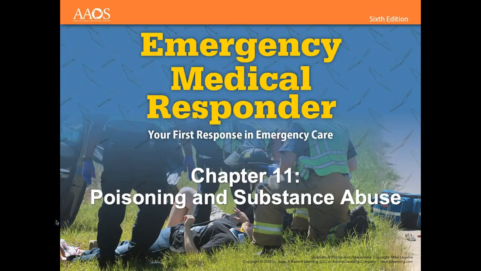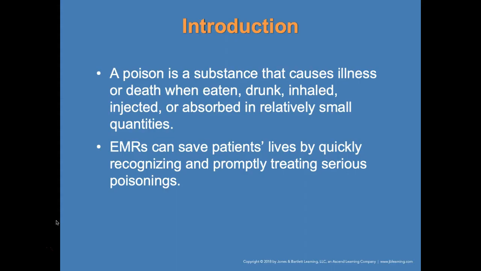So this is going to be Chapter 11 of our Emergency Medical Responder course, Substance Poisonings and Substance Abuse. So, a poison is a substance that causes illness or death when eaten, drunk, inhaled, injected, or absorbed in relatively small quantities. As EMRs, we can save patients' lives by quickly recognizing and promptly treating serious poisonings.